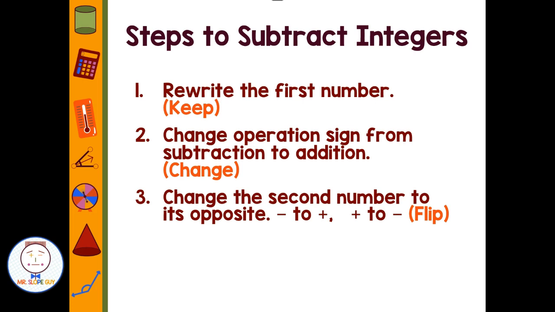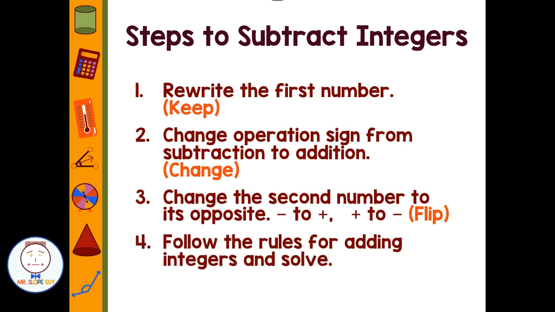Remember, we started with subtraction is the same as adding the opposite. And now if we've taken these three steps to make it into an addition sentence, our last step is just to follow the rules for adding integers and solve. So keep, change, flip will change our subtraction to an addition problem. And then we're just going to use the rules we're already familiar with for adding integers.